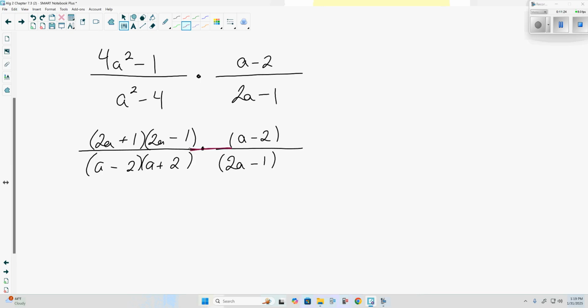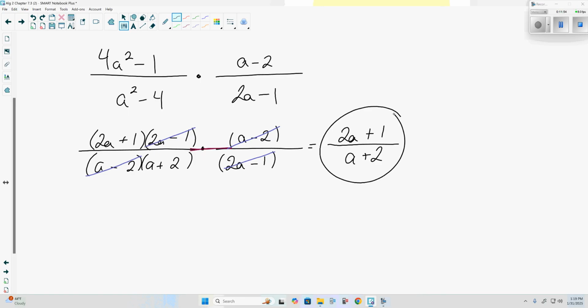And then we can multiply them together. At this point, they're becoming one big rational expression. What's in common? A minus 2 and A minus 2. 2A minus 1 and 2A minus 1, leaving us with what? 2A plus 1 over A plus 2.